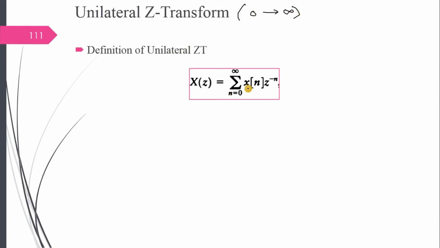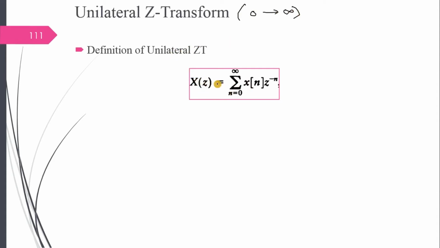Now we will go to the next topic and the last topic of this course, the unilateral Z transform. Bilateral Z transform means whatever we studied up till now, where n can have values from minus infinity to 0 as well as 0 to infinity. Whereas unilateral Z transform means it exists only from 0 to plus infinity. That's the meaning of unilateral Z transform.